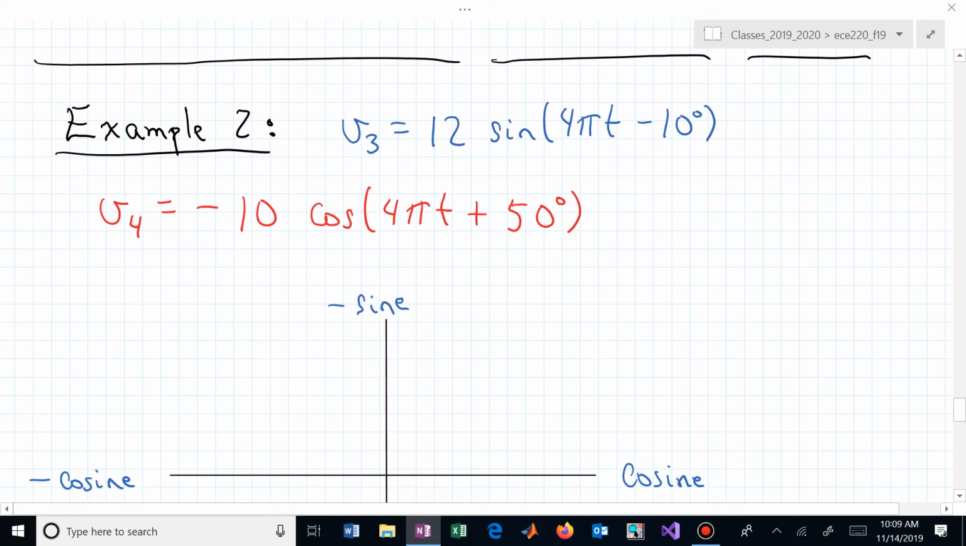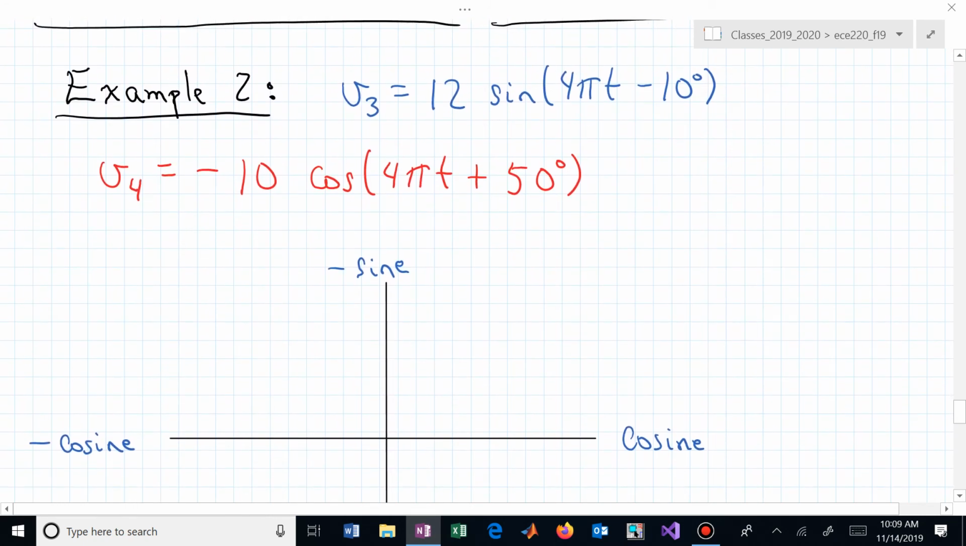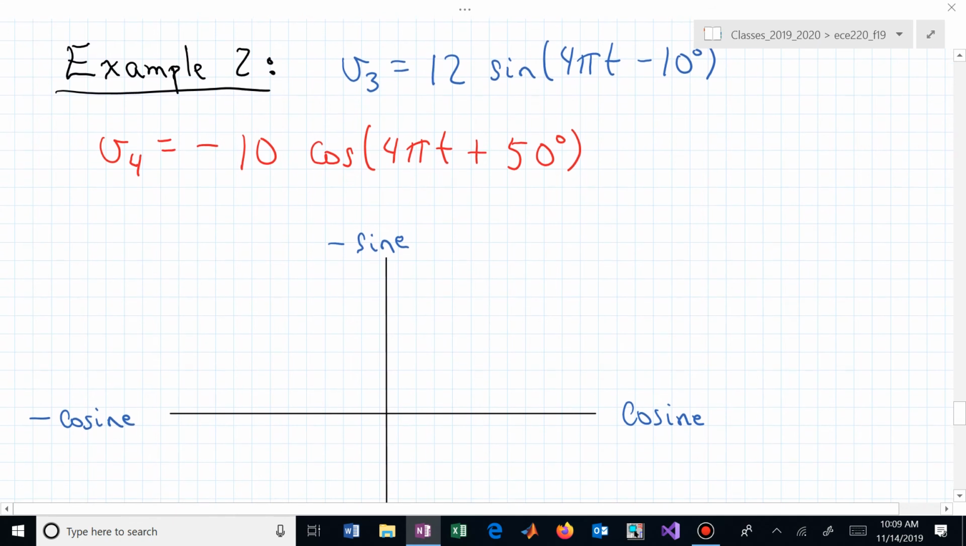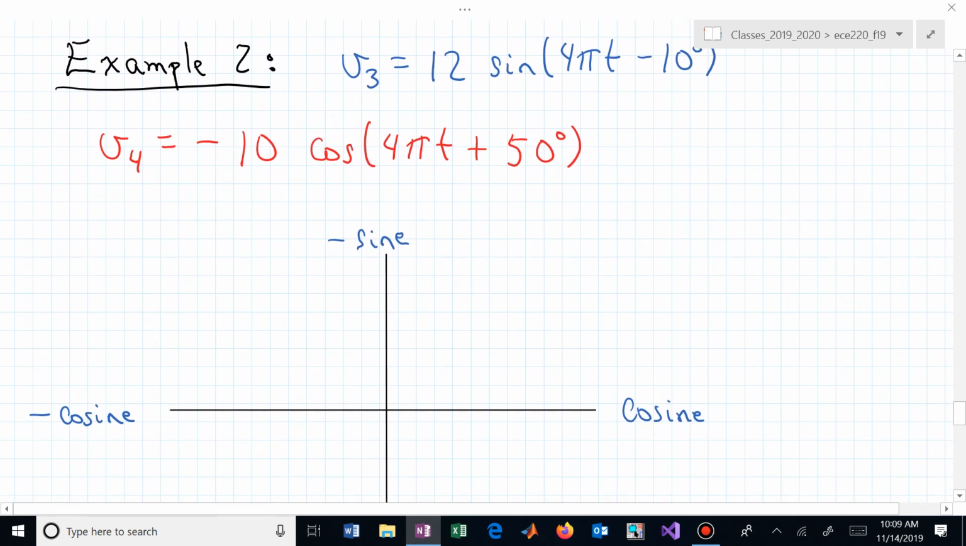Let's make it a little bit more challenging. Let's say we now have V sub 3 of 12 sine 4. So make sure your omegas are the same. We have the same omega t. They're both 4 pi t. Now, where do I draw V sub 3?